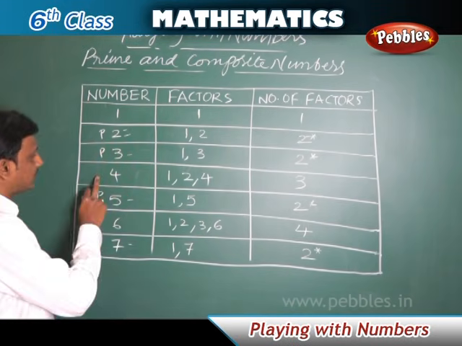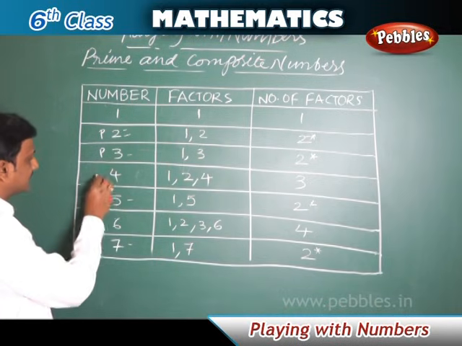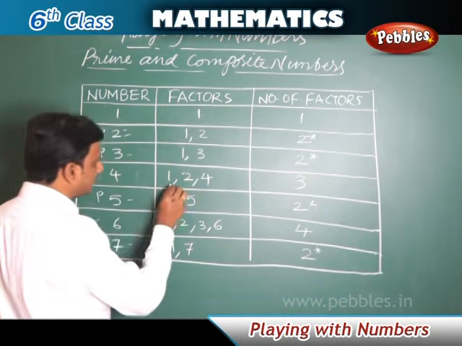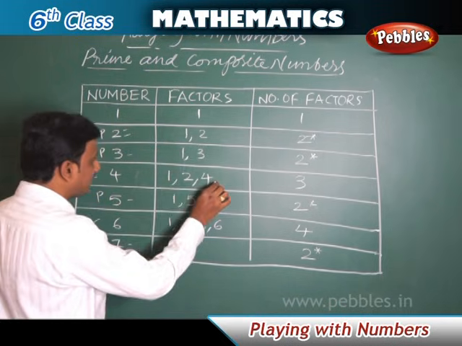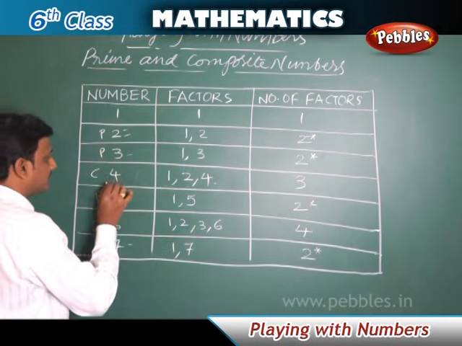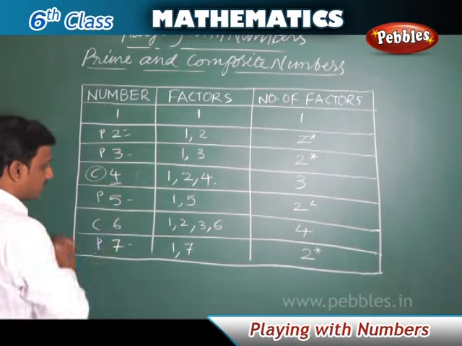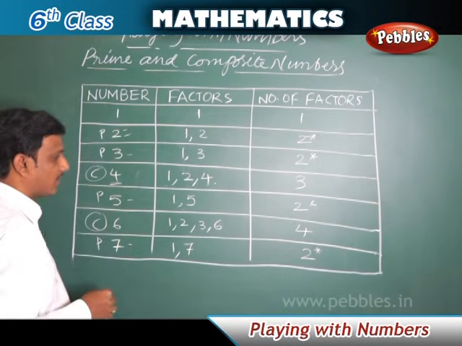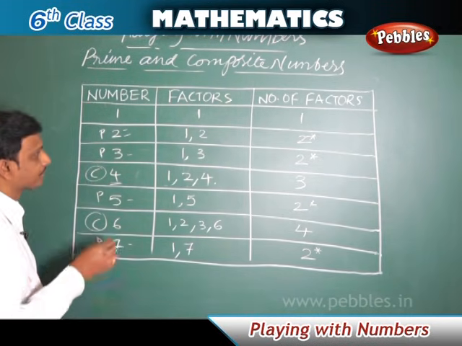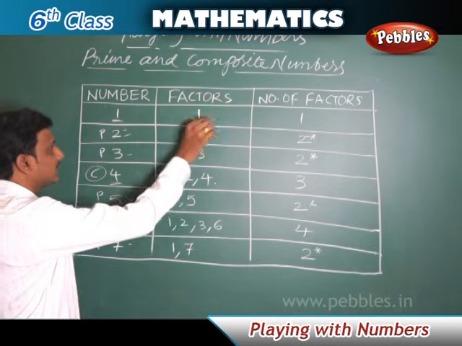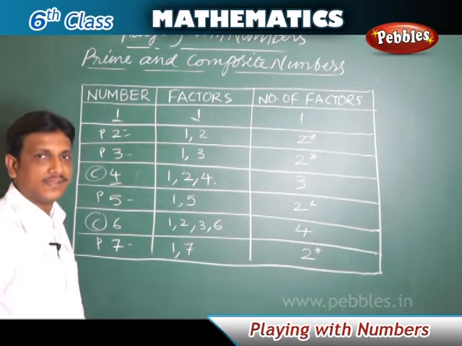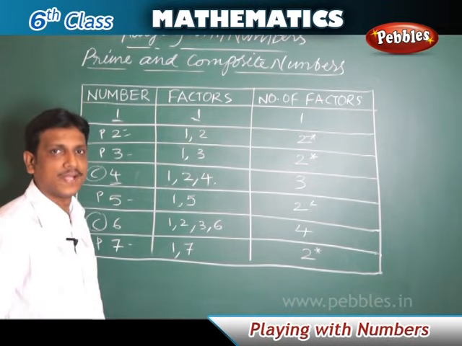And let us look at 4 and 6. They have 1 and the number itself and some other factor. Such numbers are called composite numbers. Here 4 and 6 are composite numbers. Whereas 1 is neither a prime number nor a composite number.